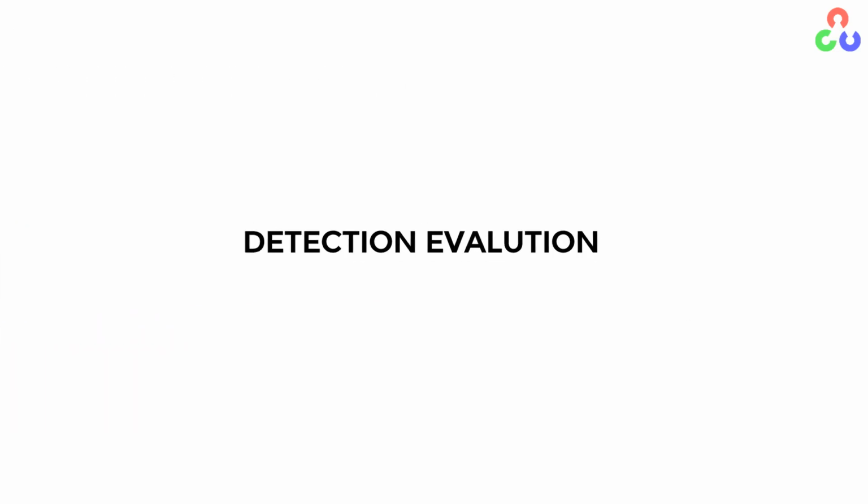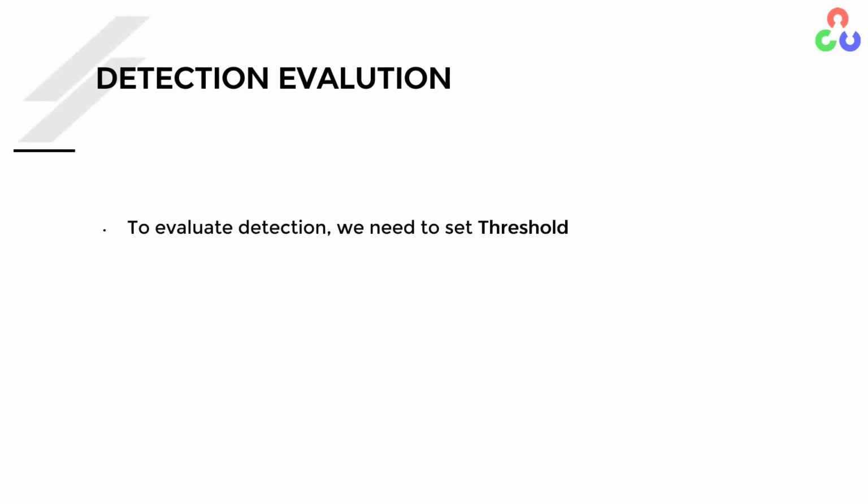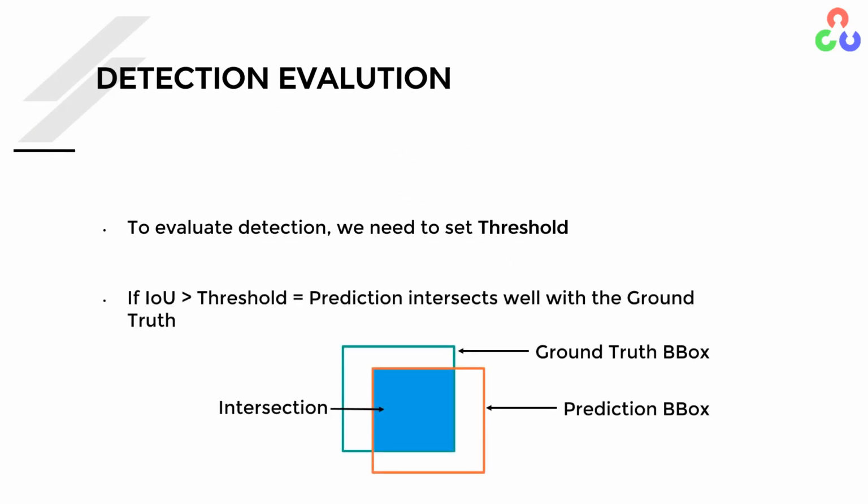To evaluate detections, we need to set an IOU threshold. For example, we could set a threshold of 0.5. If the IOU is higher than this threshold, we'll consider that the prediction intersects well with the ground truth.